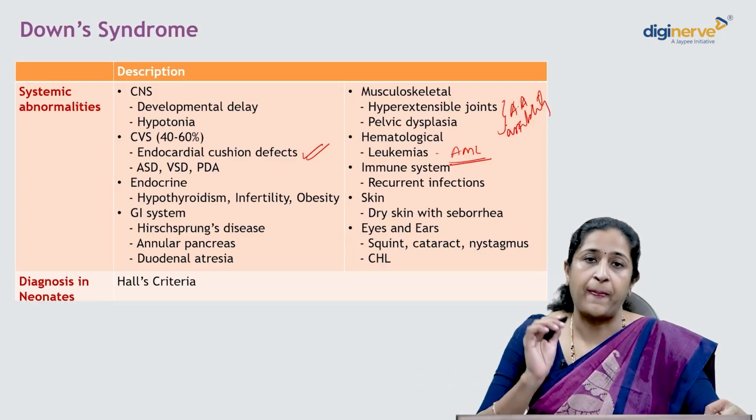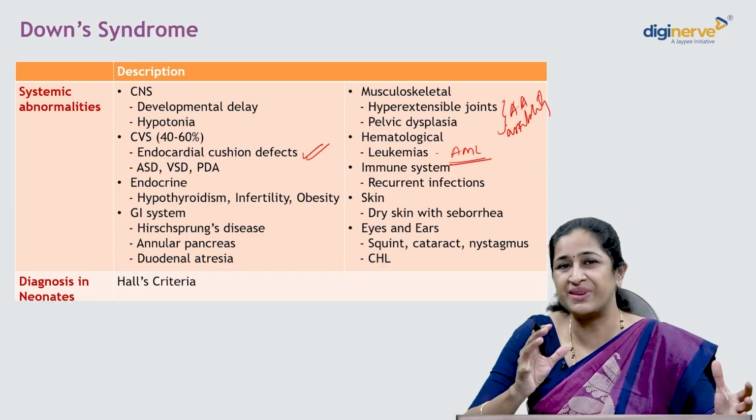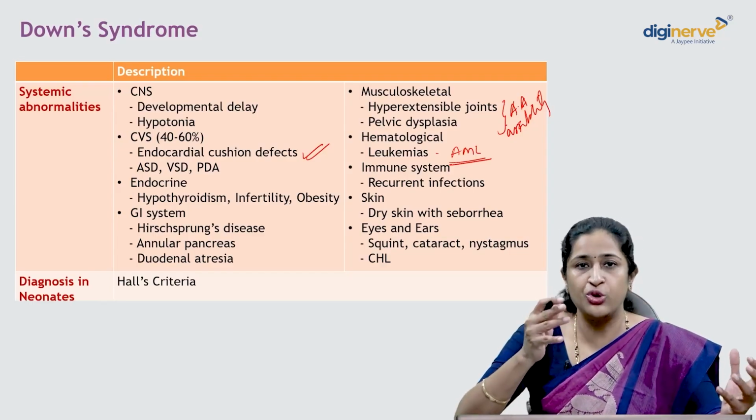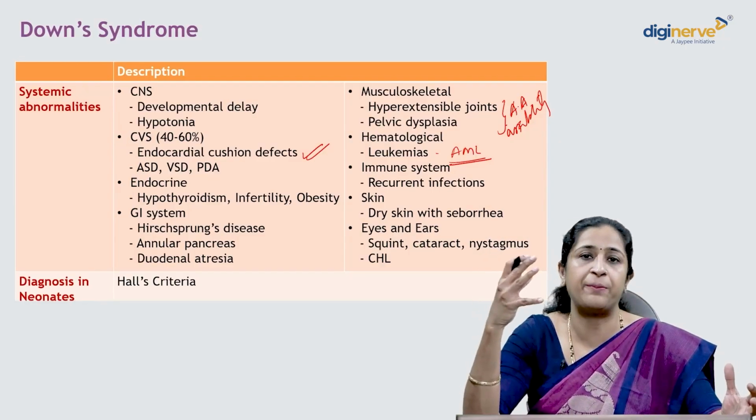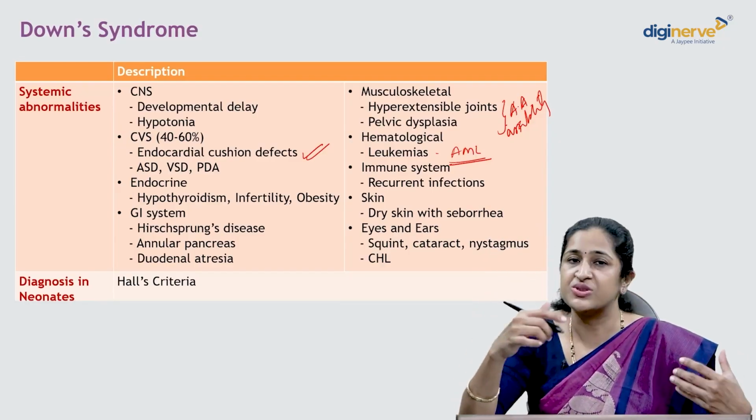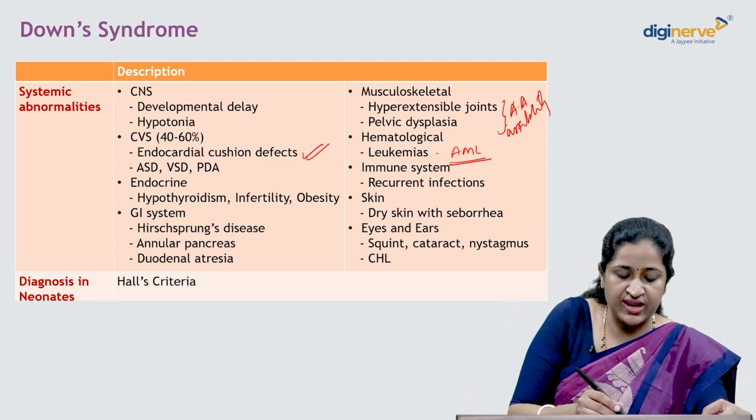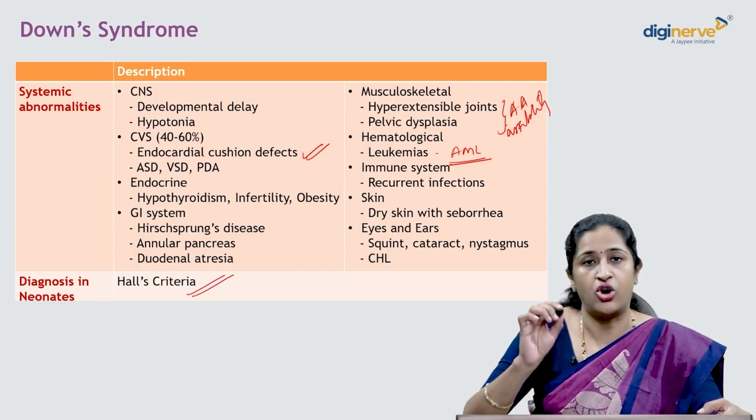All this can occur. Now, the one thing you should know is all these features in the neonate become a little difficult to distinguish because when newborns are born, there'll be some bit of caput, there'll be some bit of swelling in the head, in the face, around the eyes. So it's very difficult to exactly pinpoint Down syndrome in the neonate. So what do we have? We have certain criteria called the Hall's criteria.